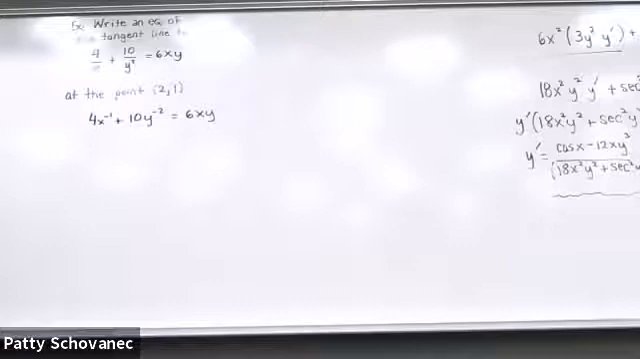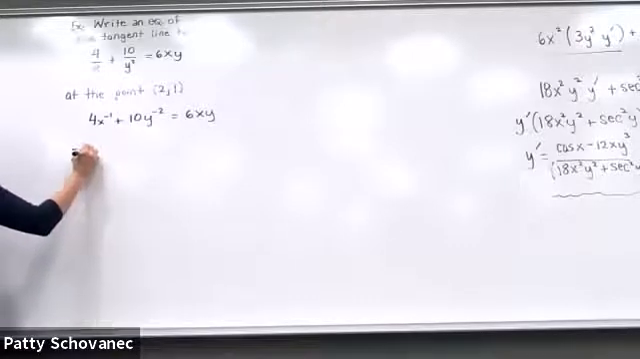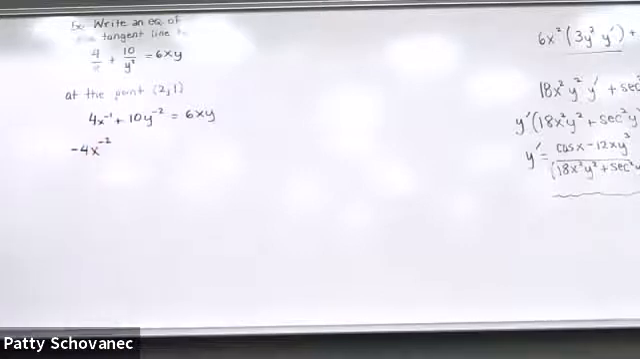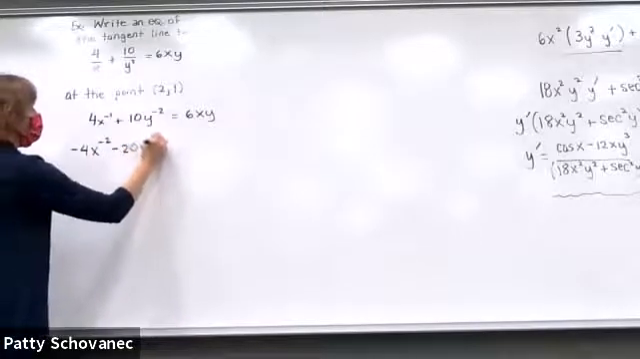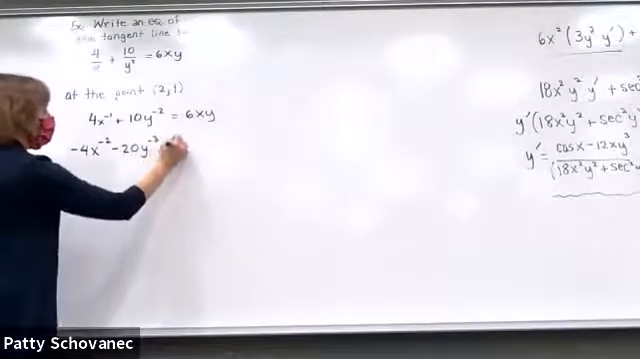Okay, so we take the derivative of each term. The first term has as its derivative -4x to the -2. The second term has as its derivative -20 y to the -3 times y prime.